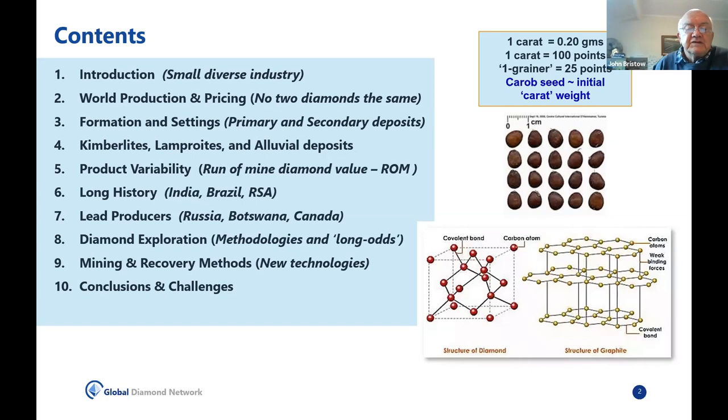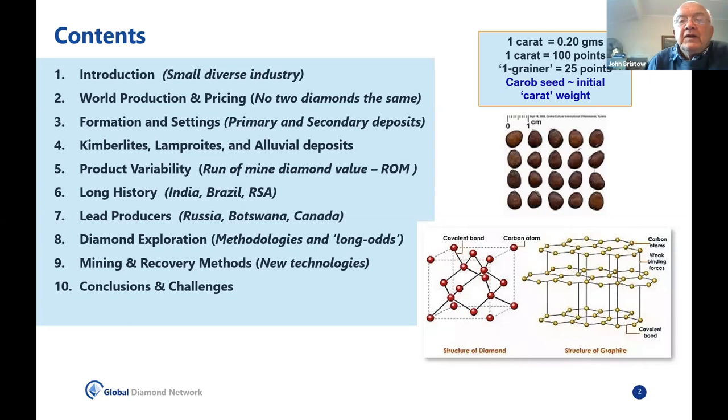So we're going to go through an introduction, world production and pricing, formation and setting, kimberlites, lamproites, and alluvial deposits. Kimberlites and lamproites are the source rocks that carry diamonds to the Earth's surface. We'll talk a bit about product variability, something on the history, the lead producers, and diamond exploration, the mining and recovery methods, and then some of the conclusions and challenges that the industry faces.